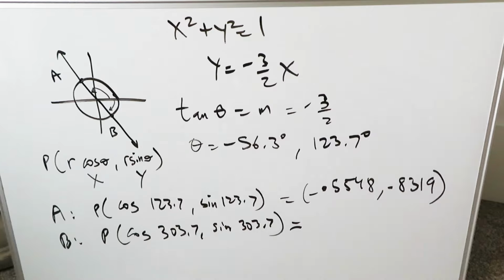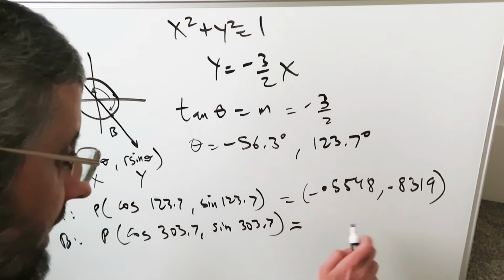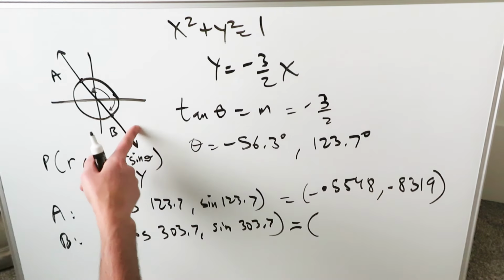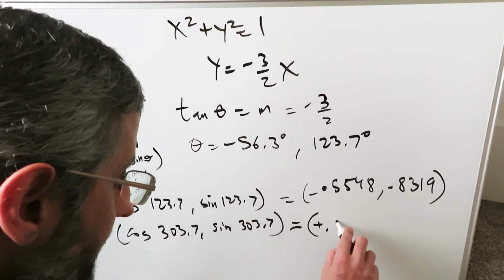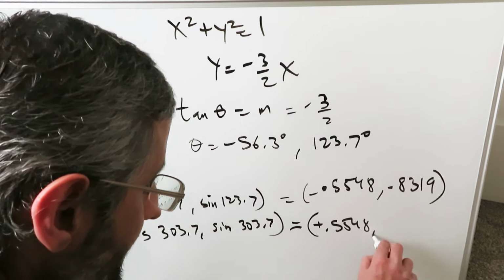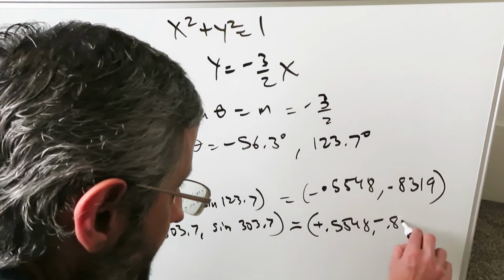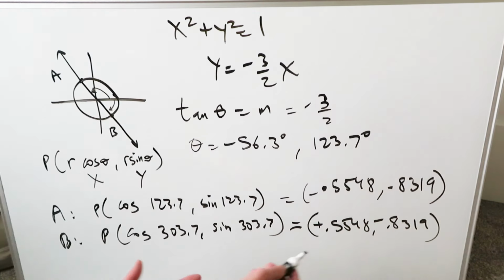Now for this set of values here, it's exactly the same numerical values. You're just changing the sign. Cosine is positive in this fourth quadrant and sine is negative. This will be positive 0.5548, and this here will be minus 0.8319, and that's it. You're done. Those are your two intersection points.